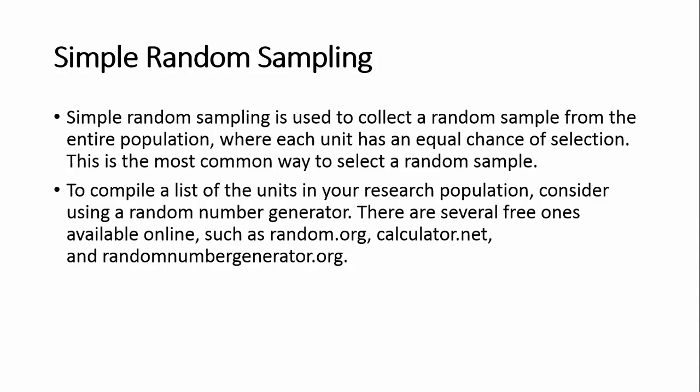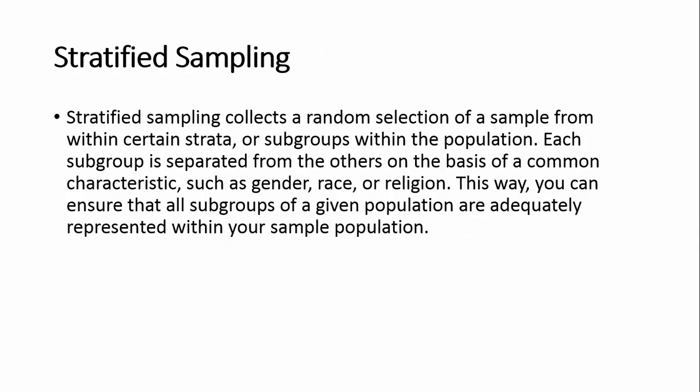Simple random sampling is used to collect a random sample from the entire population, where each unit has an equal chance of selection. To compile a list of the units in your research population, consider using a random number generator. There are several free ones available online, such as random.org, calculator.net, and so forth. Now, you can use random numbers.